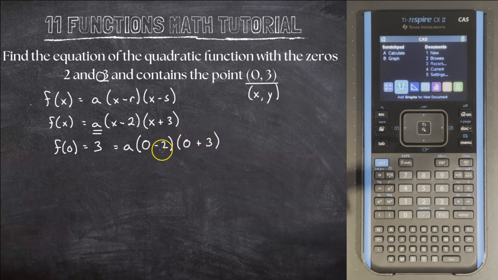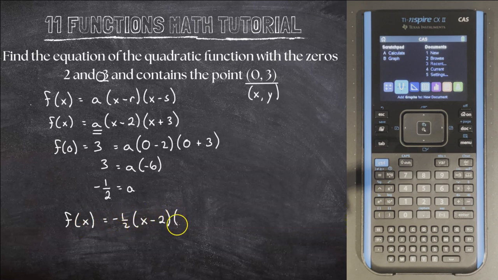So now we can solve for a. So this is negative 2 times positive 3, which is negative 6, and that equals 3. So divide both sides by negative 6, and we get a equal 3 divided by negative 6 is negative 1/2. Therefore, our function f at x is equal to negative 1/2 times x minus 2 times x plus 3.